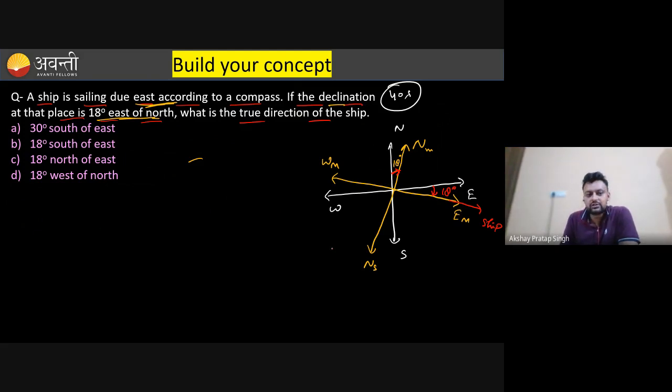18 degrees south of east. That is option number B. This is our correct answer. 18 degrees south of east. This is the shift.